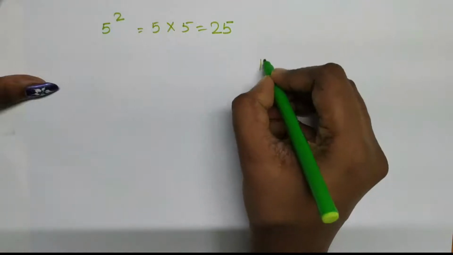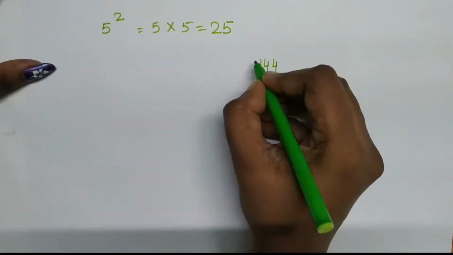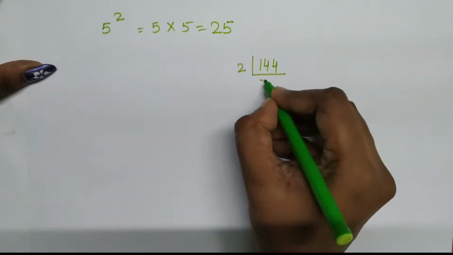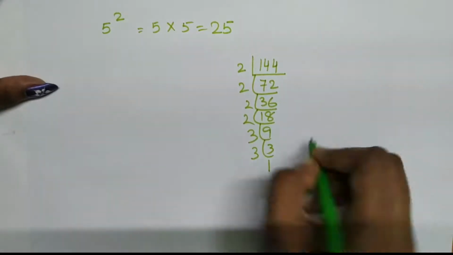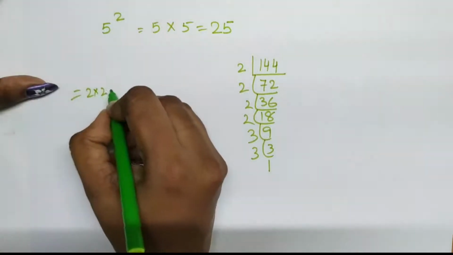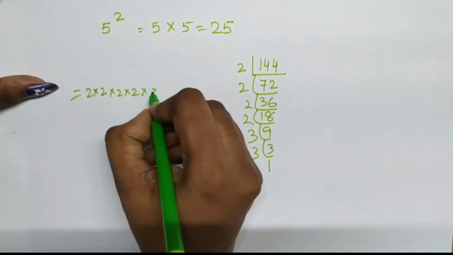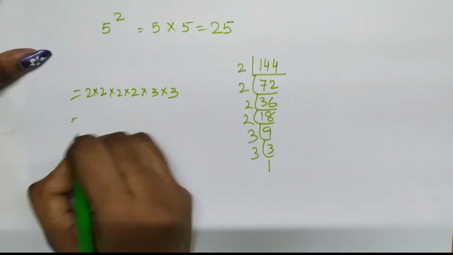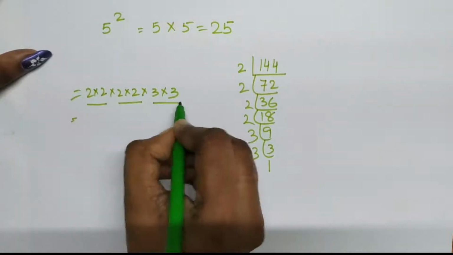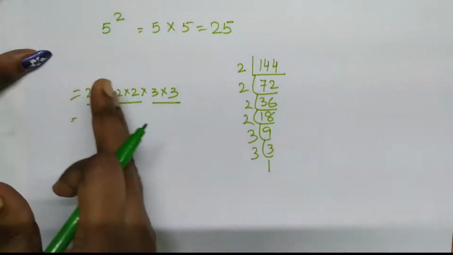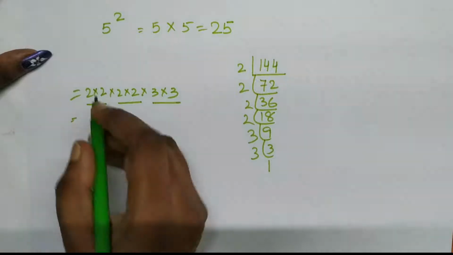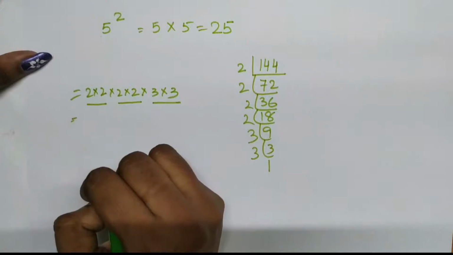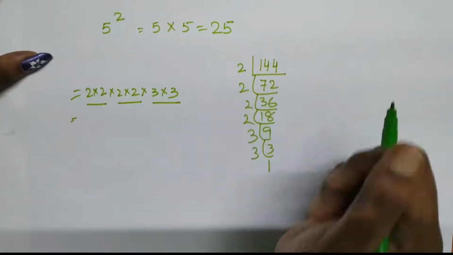Suppose I have the number 144 and I do the prime factorization of it. After solving, I have got 2 into 2 into 2 into 2 into 3 into 3. So I can pair up the factors, that is, make groups of 2. And if all the numbers are in proper pairs, like here I have 2 pairs of 2 and 1 pair of 3, that means this 144 is a perfect square.